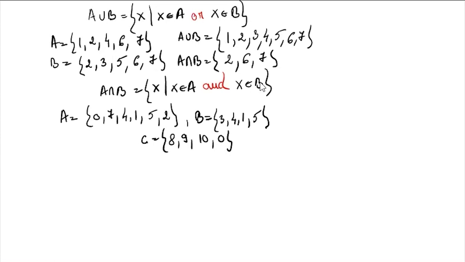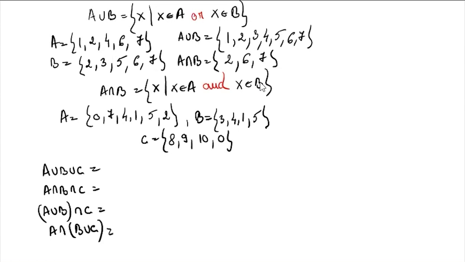We have to calculate the union between A, B, and C. Also, we have to calculate the intersection between A, B, and C. We have to calculate the intersection between the union of A and B intersected with C. Also, we have to calculate the intersection between A with the union of B and C. Also, we have to calculate the intersection between A and B reunited with C.